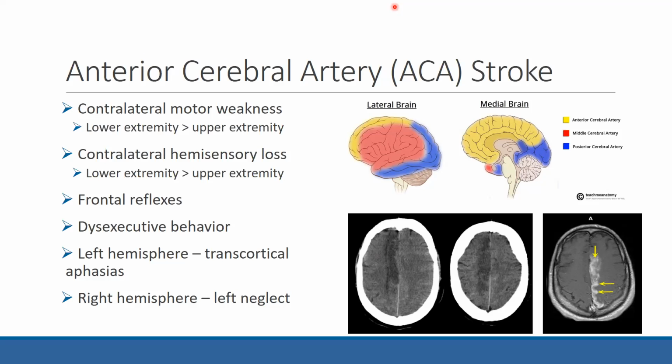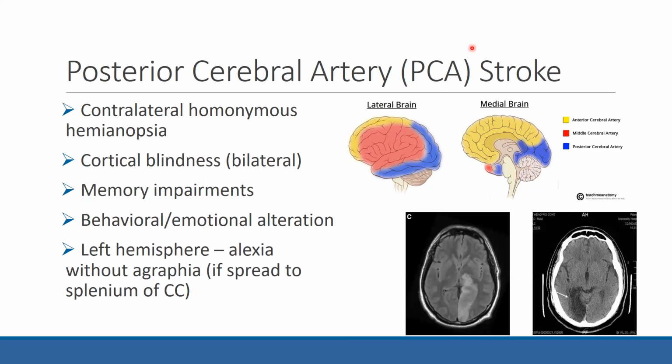When you hit the left anterior cerebral artery, you might get some aphasia, like a transcortical aphasia, which looks like a Broca's or a Wernicke's, but you preserve repetition. And if you hit the right hemisphere ACA, you may still get some of that left neglect like we just talked about. So these are just some examples of some ACA strokes. You can see there's a lot of damage to the medial portion of the brain. All right.